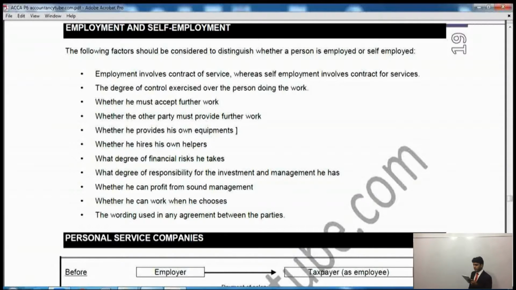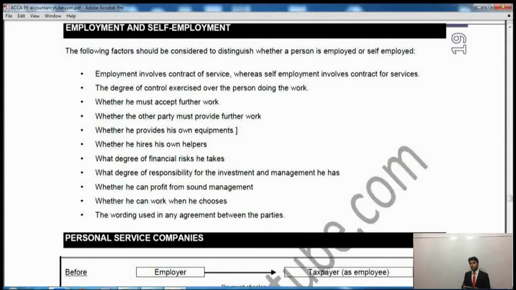The next one is whether he can work when he chooses. So is it up to me when I come into the studio and do the lecture? Can I say that I will come in the end of March? Can I say that? Of course not, because the students are preparing for the March attempt. Now these lectures aren't going to be helpful after March. So these lectures are only helpful for the March 2017 attempt.